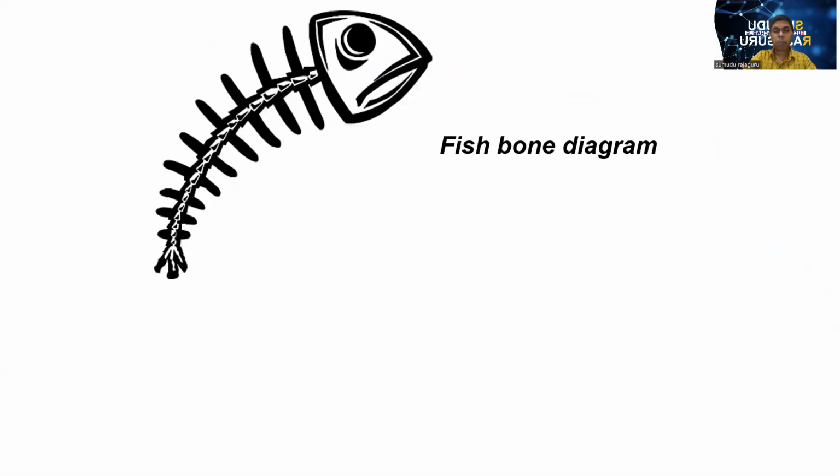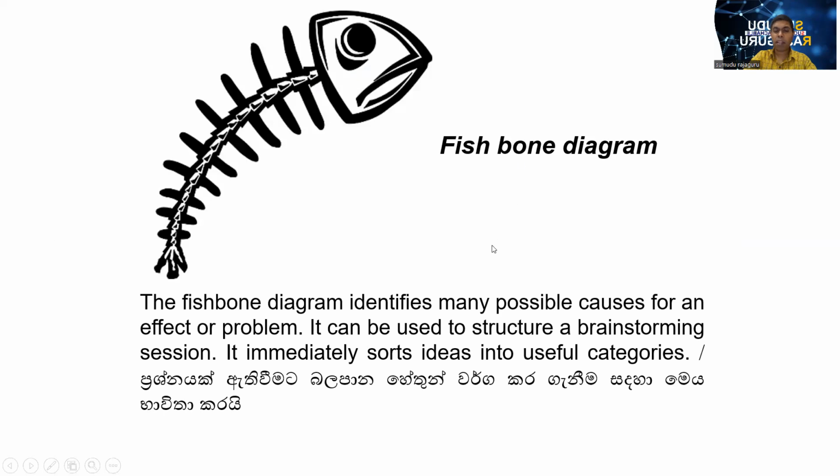The fishbone diagram identifies many possible causes for an effect or problem. It can be used to structure a brainstorming session. It immediately sorts ideas into useful categories. So fishbone is also related to the 4M. This is also one of the strategies to find out the causes and get an understanding before solving the problem, of what the causes are and what the effect is.